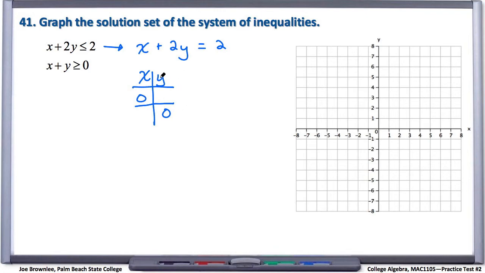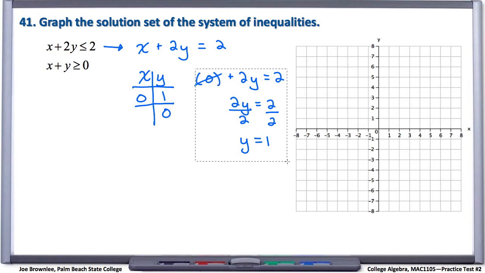So let's first solve for the y-intercept, and to do that, we're going to plug in 0 for x. So 0 plus 2y equals 2. That 0 goes away, so we're left with 2y equals 2. We want y all by itself, so let's divide by 2 on both sides, and that gives us y equals 1. All right, so there's the y-intercept.